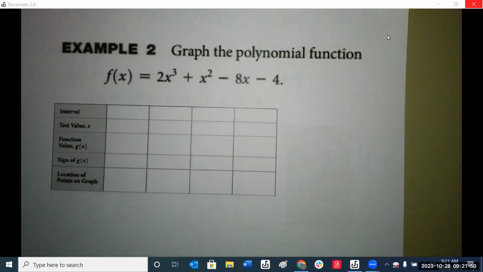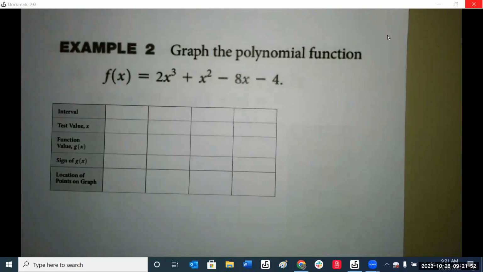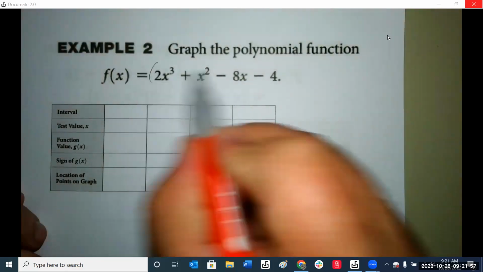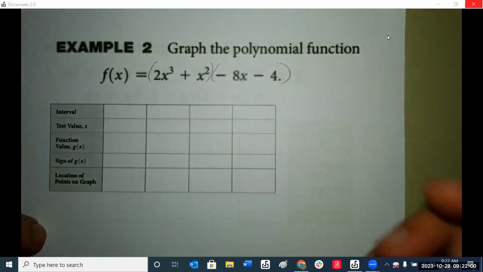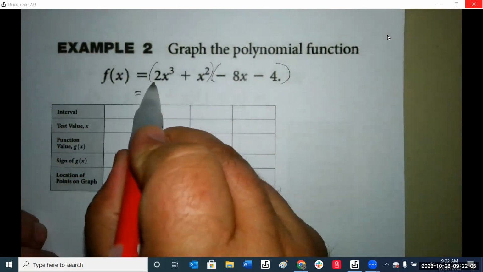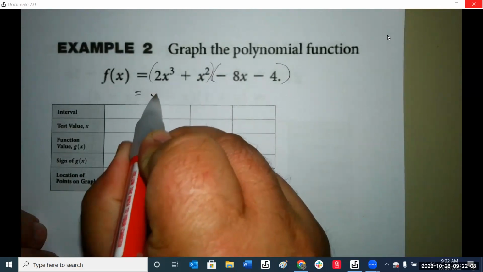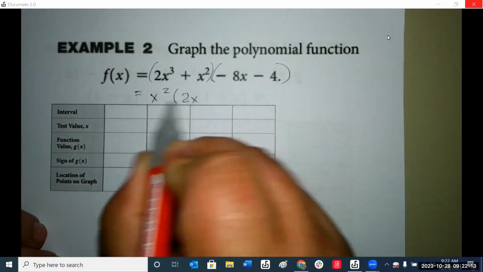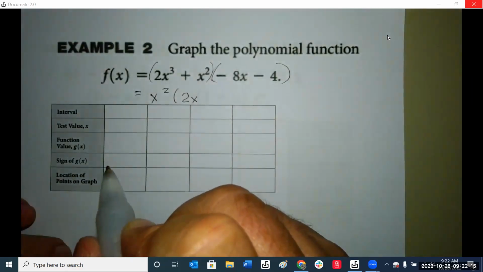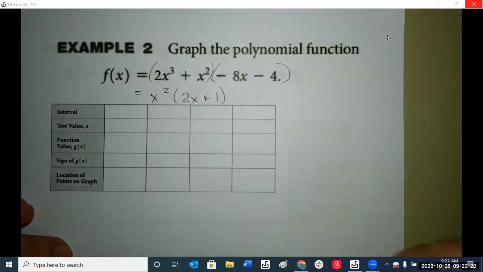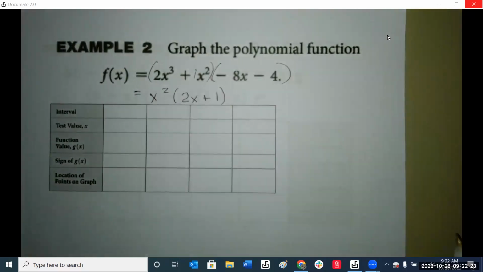Okay. Example 2. Graph the polynomial. It's grouping, and because there's a minus sign there, I have to include that. So what do they both have in common? X squared. So I took out 2 x's, I have 1 left there. I took out 2 x's, so it's just a coefficient. There's a coefficient there.